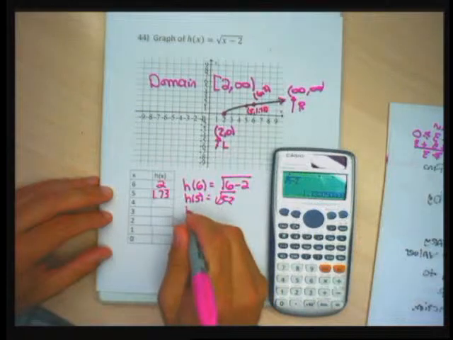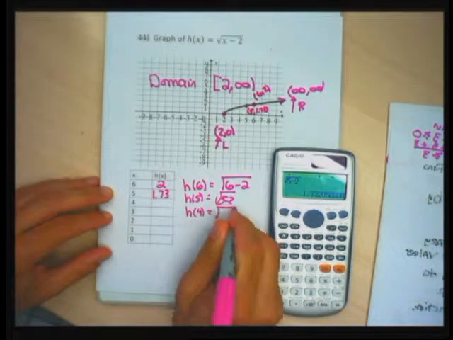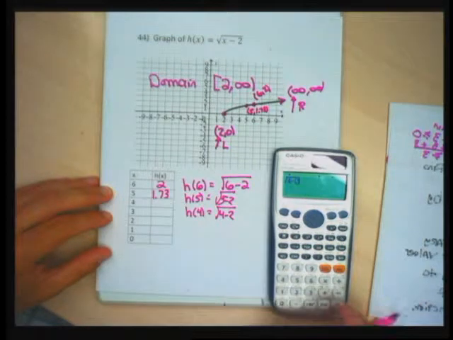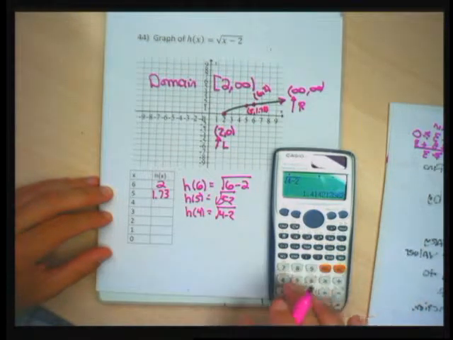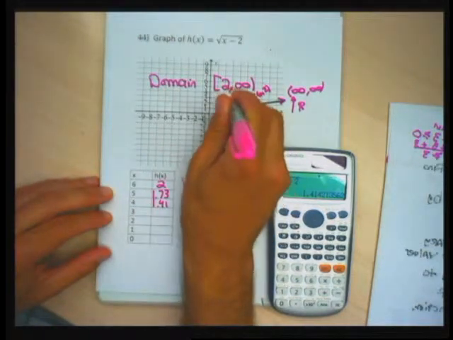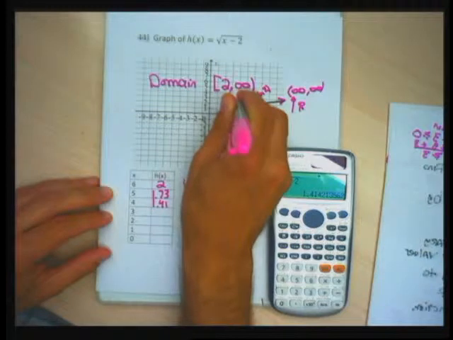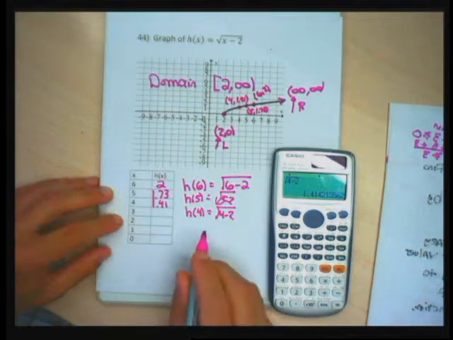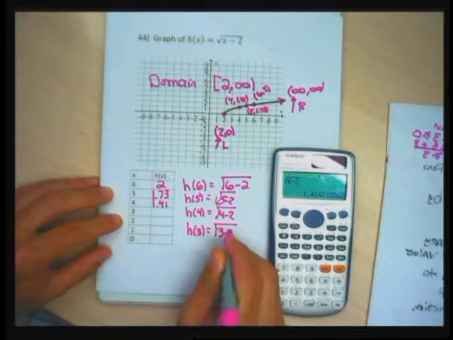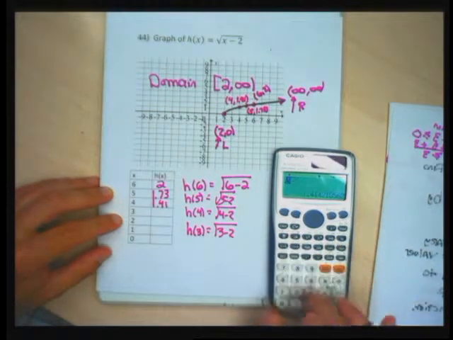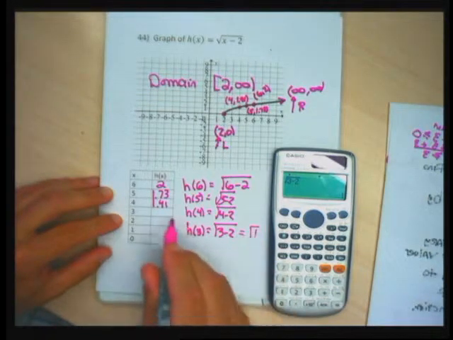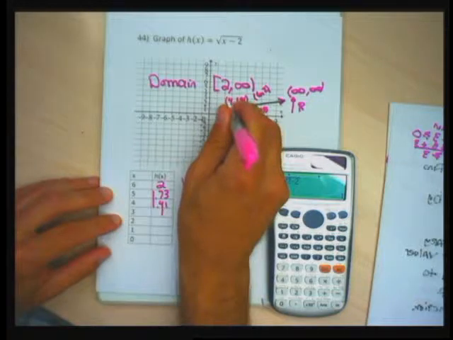When I do h of 4, I get the square root of 4 minus 2, which is 1.41. That's this point here, the point 4, 1.41. When I do 3, I get h of 3 is the square root of 3 minus 2. Square root of 3 minus 2 is going to be 1, because this is the square root of 1, which is 1. That's this point, 3, 1.